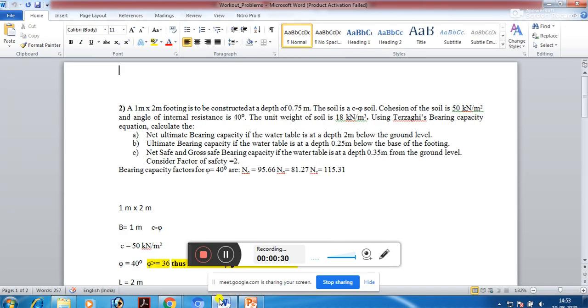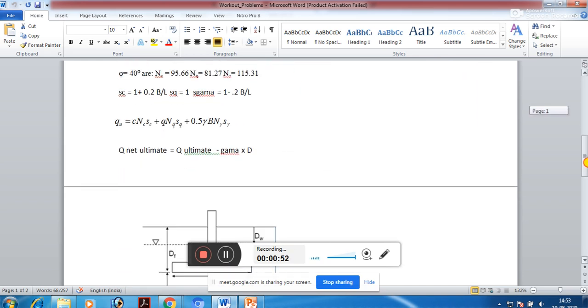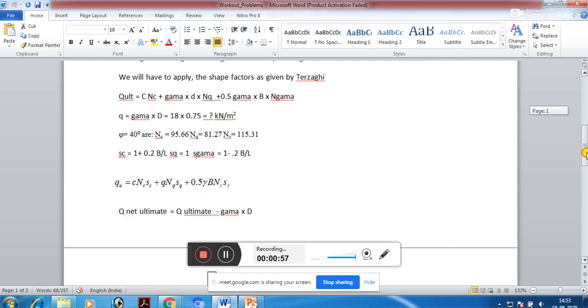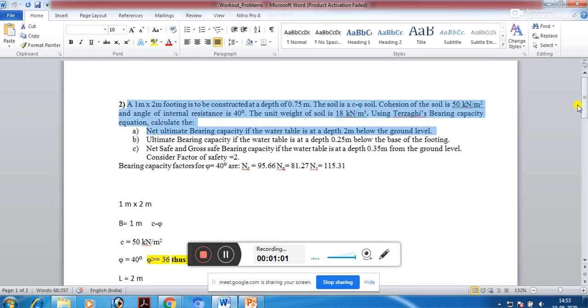So you see, yesterday we stopped where we were discussing a problem, right? This is the problem we are discussing: a 1 meter by 2 meter footing to be constructed at a depth of this, and yesterday we tried to understand this problem. So, net ultimate bearing capacity if the water table is at a depth of 2 meter below the ground level, how to find it out. I hope that you have understood it. Is there any doubt on this?